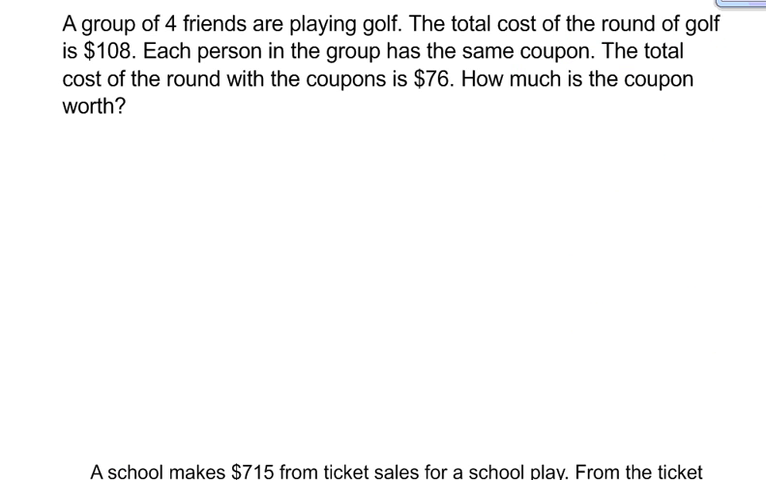All right, let's look at how to model a couple of word problems, because after all, that's the reason why we're learning all this. So in this problem, you have 4 friends that are playing golf. The total cost of a round of golf is $108. Each person has the same coupon. The total cost of the round with the coupon is 76. So how much is each coupon worth?